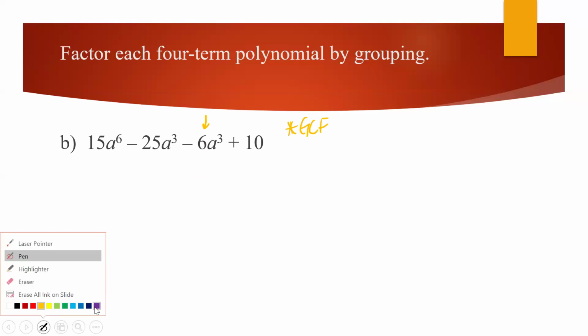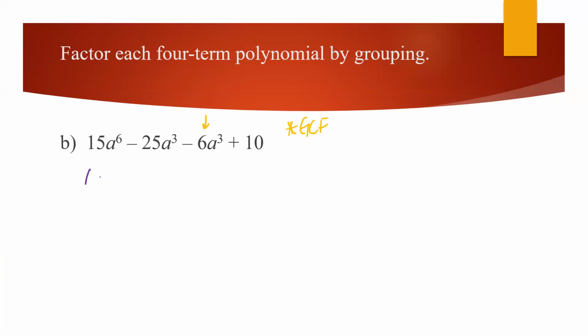So step 1 is to create your groups. So my groups are 15a to the 6th minus 25a to the 3rd plus negative 6a to the 3rd plus 10. Notice how, because this is minus 6, when I created my grouping, it became a negative 6. Remember, subtraction is just adding a negative. Okay? Subtraction is just adding a negative. So step 1 is done.